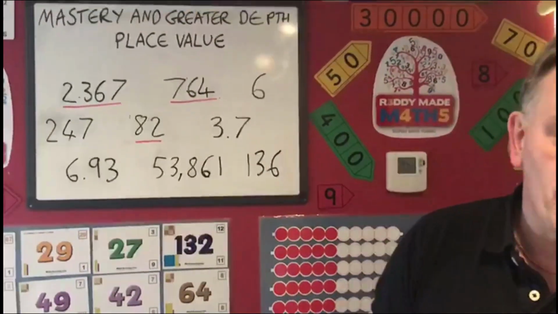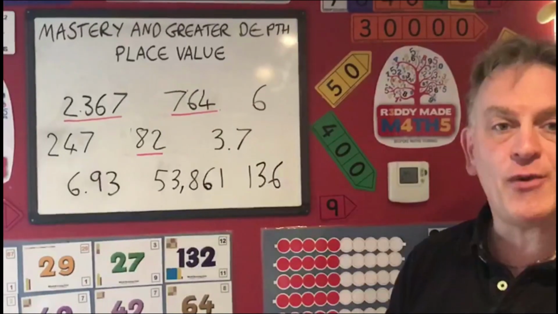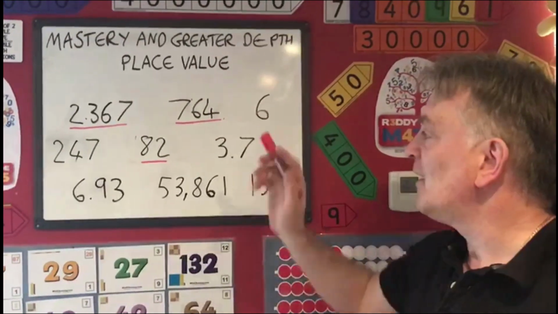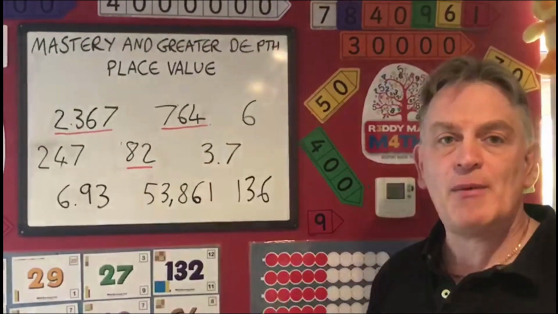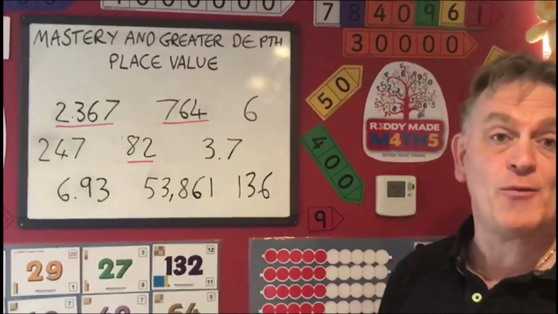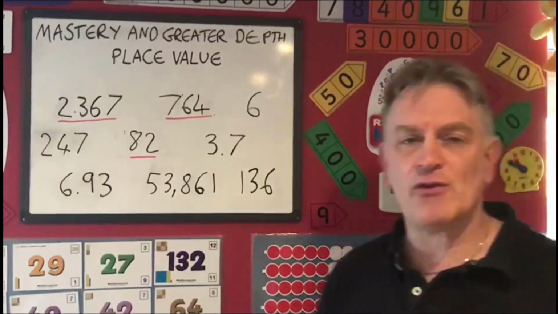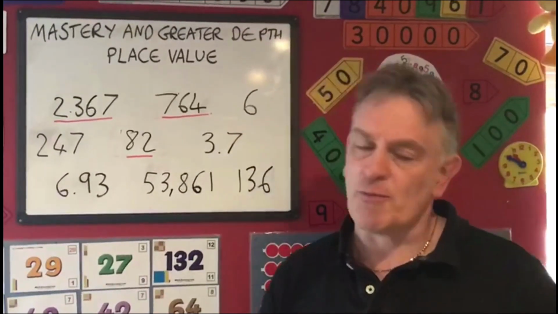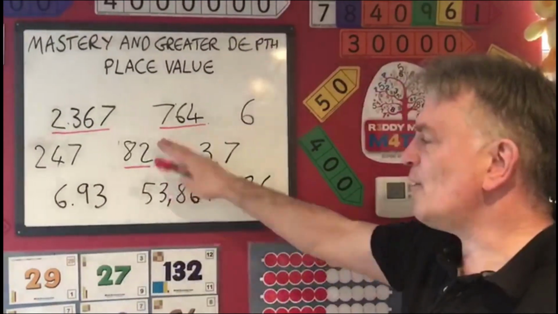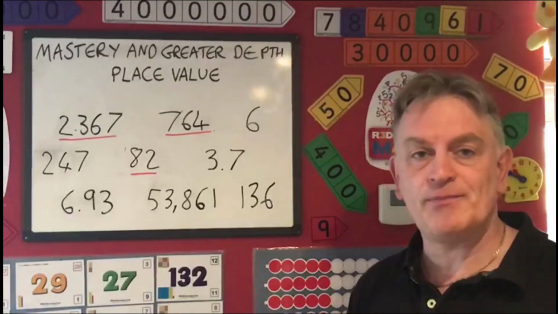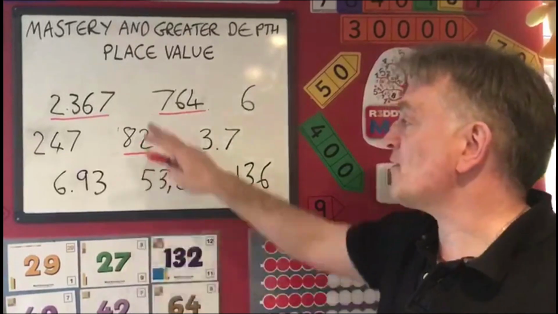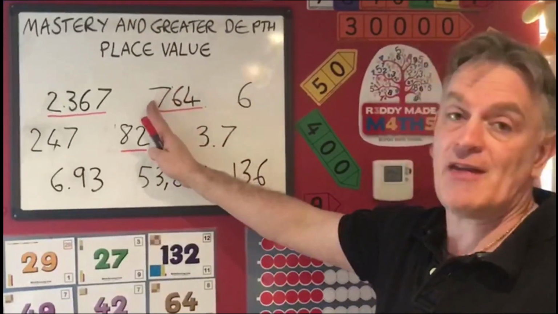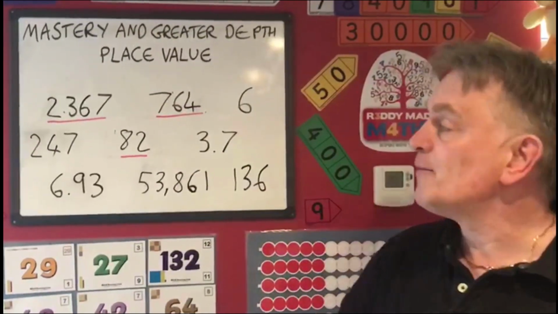But actually, is there more to it than that? How many tens are there really in 764? Well, there's 6 tens there, but what about here? How many tens in 100? There's 10 tens in 100. Well, that must mean there's 20 tens in 200. There must be 30 tens in 300. Therefore, there must be 70 tens in 700. So in the number 764, actually, we haven't got 6 tens, we've got 76 tens. We've got 70 tens there and 6 tens there.